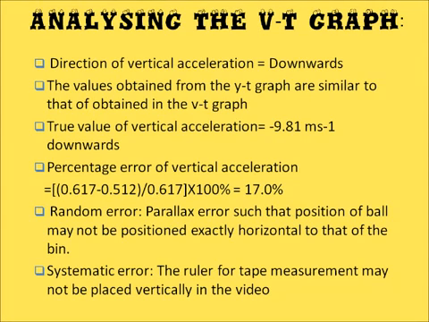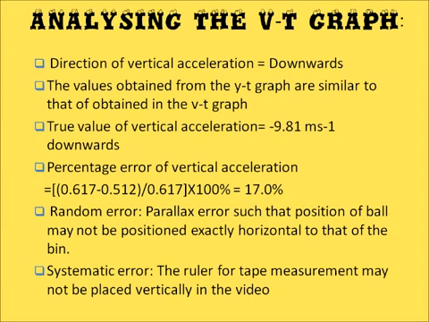We have also obtained that the direction of vertical acceleration is downwards, and the values obtained from the yt graph are similar to that of the vt graph. The true value of vertical acceleration is negative 9.81 meter per second squared downwards. The percentage error of vertical acceleration is 17%.